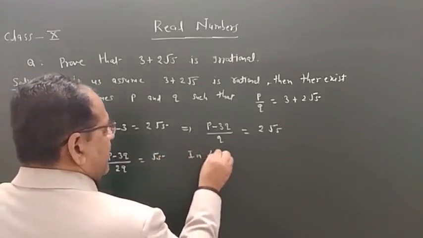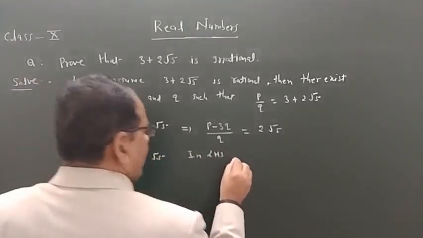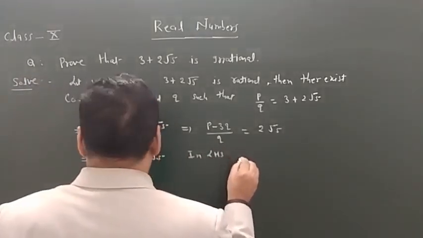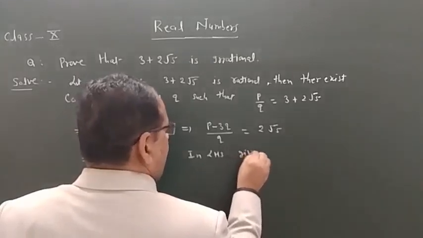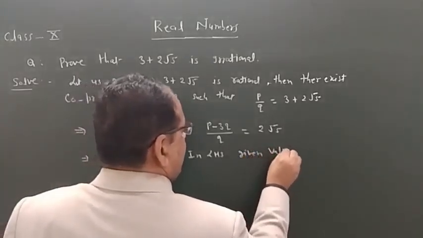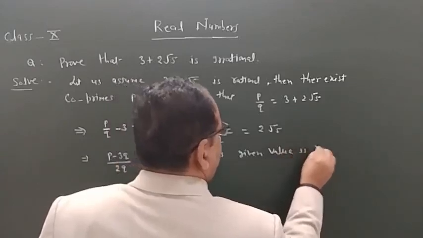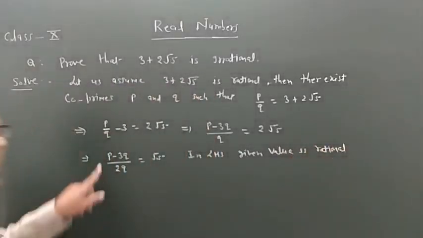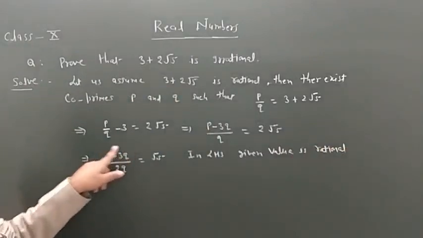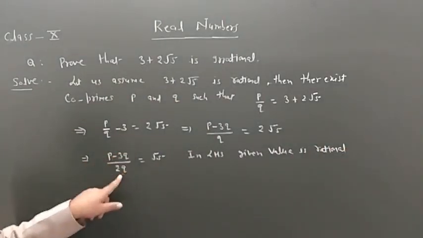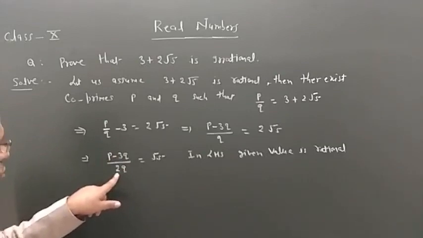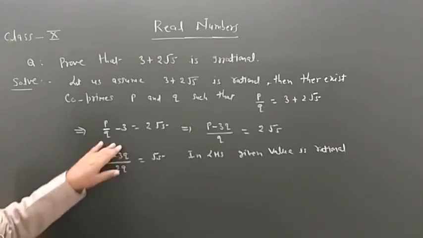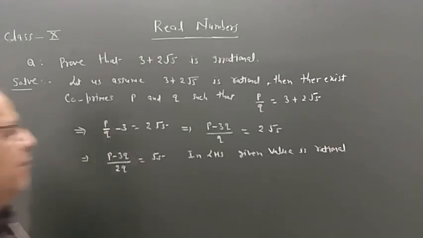In the left hand side, the given value is rational. Why? p and q both are integers, so the difference of two integers is also an integer. 2q, q is an integer, so 2q is also an integer. The ratio of two integers is known as a rational number.